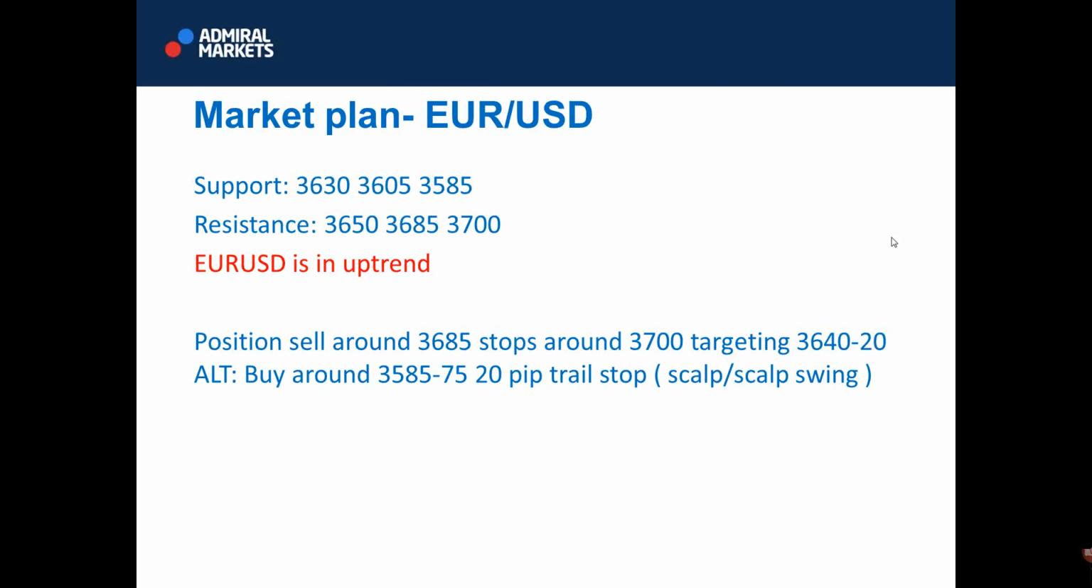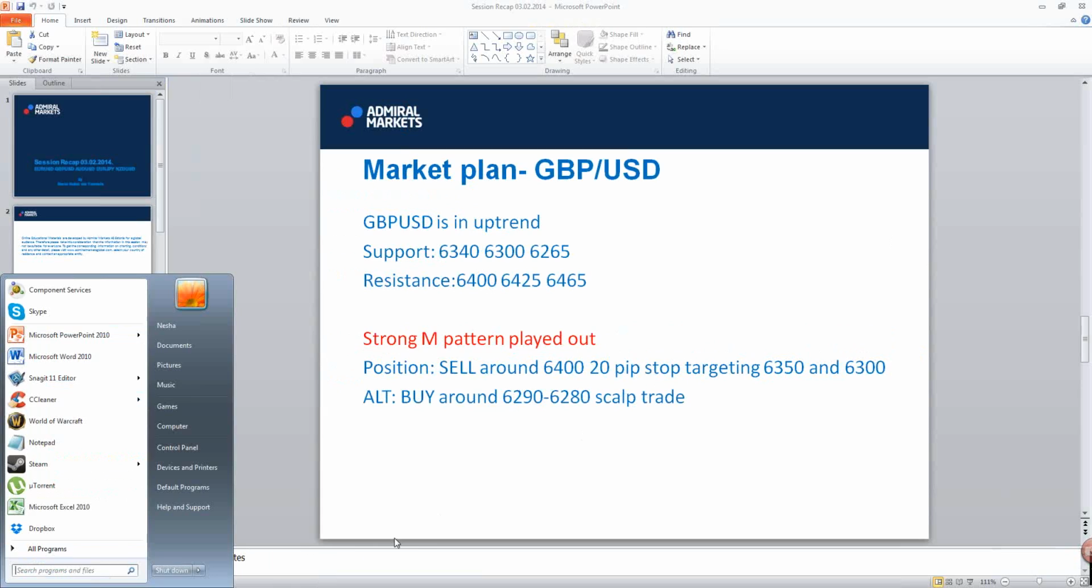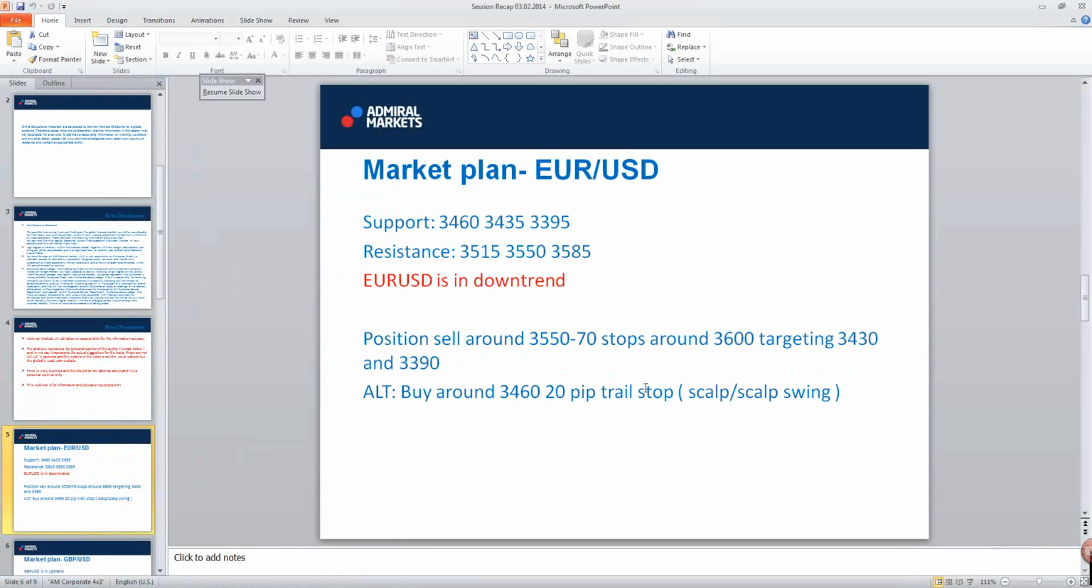Okay, market plan. Let's see what happened last week. First, I will be quick with this because we may have a very soon setup with Dollar CAD. Let's see what happened last week. It was Euro Dollar. My position was sell around 35.50 to 70.